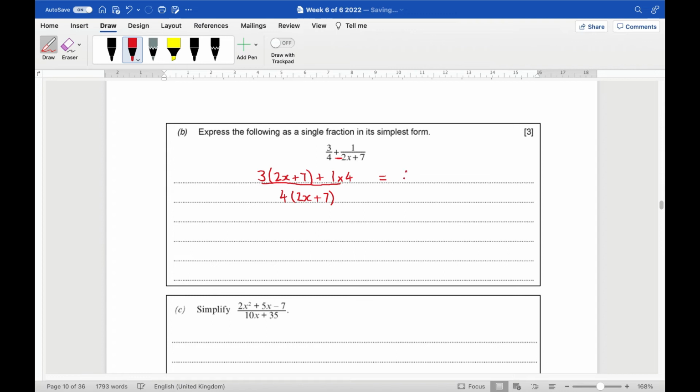Alright, 6x plus 21 plus 4 divided by 8x plus 28. Okay, and then the only other thing that we can do here, I guess, is we can add those to make plus 25 in our final answer and then leave it at that.